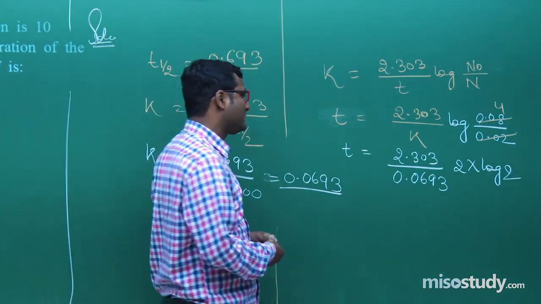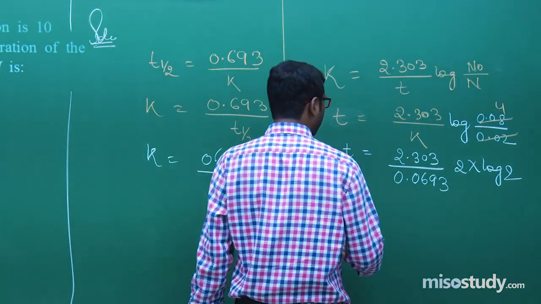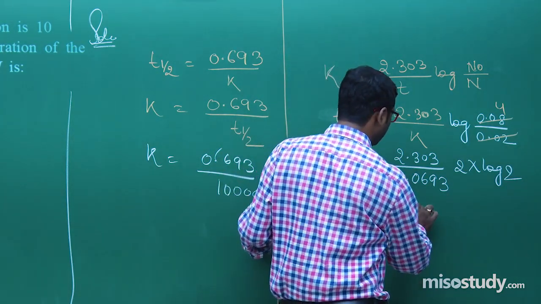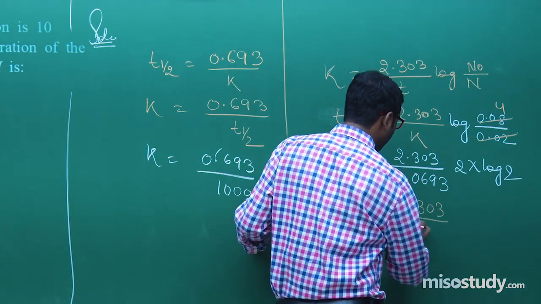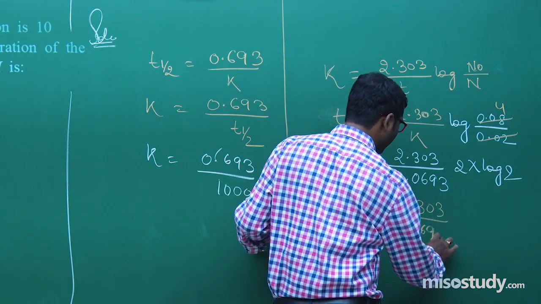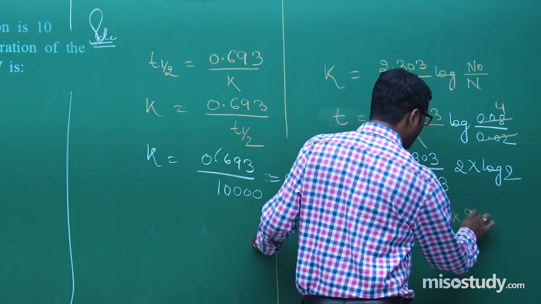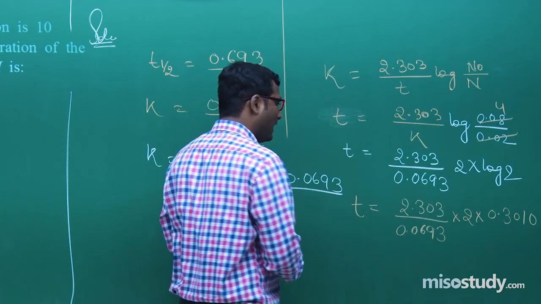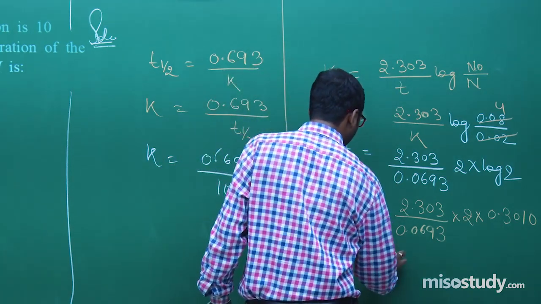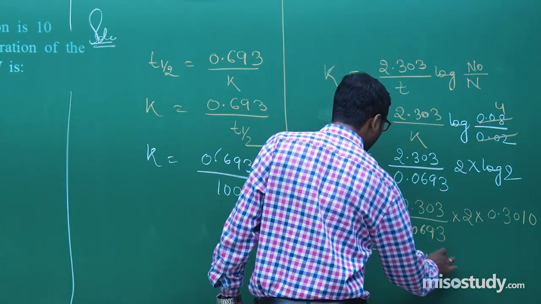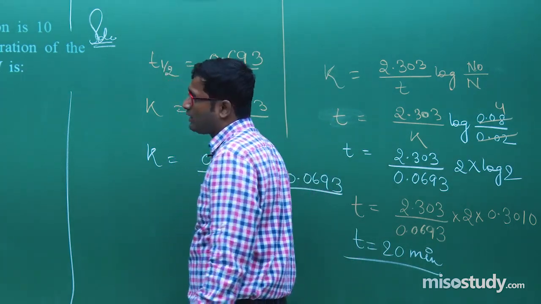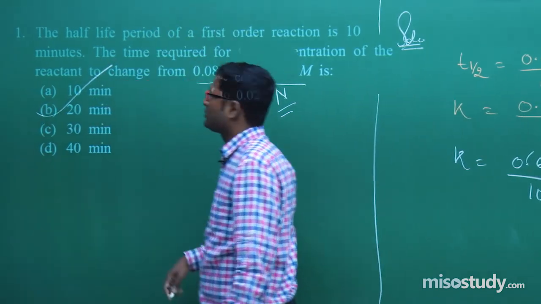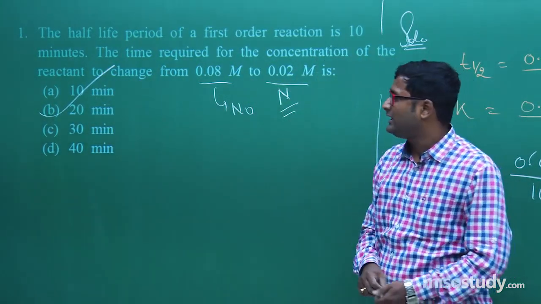Clear? Now check it out. It can be written like this: 2.303 upon 0.0693 into 2 log 2, that is 0.3010. Now what will happen? It will give you the value T is equal to 20 minutes. So for this question, it's very simple. B is the correct option. T is equal to 20 minutes.